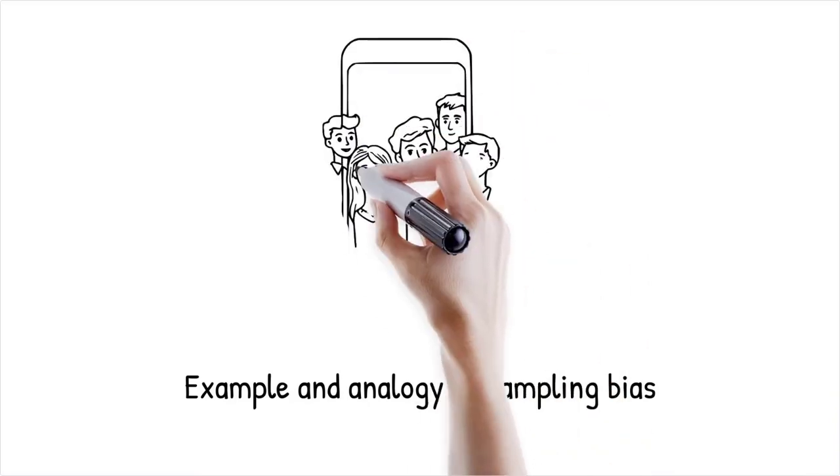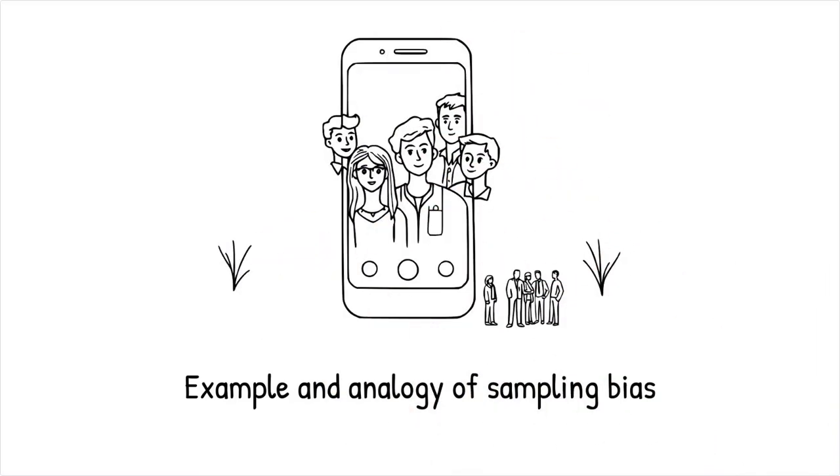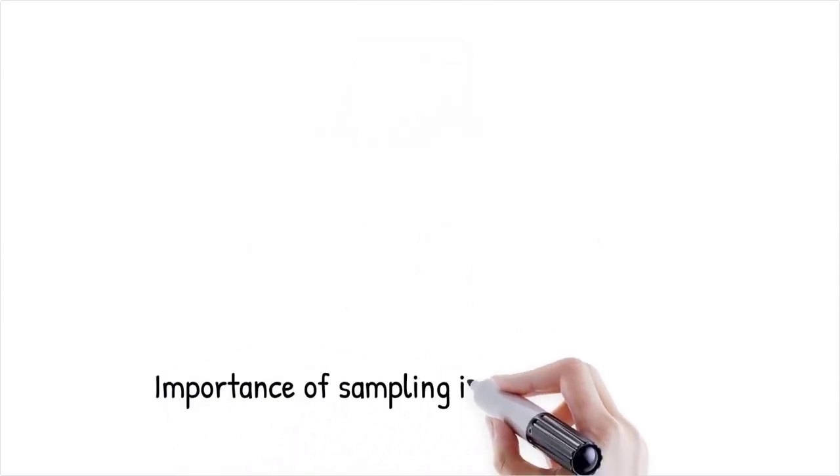Example, a phone survey may suffer from bias if certain segments of the population are less likely to have or answer a phone, thus skewing the results. Analogy: it is like trying to gauge public opinion by only surveying people in a single location, which may not reflect the broader community's views.